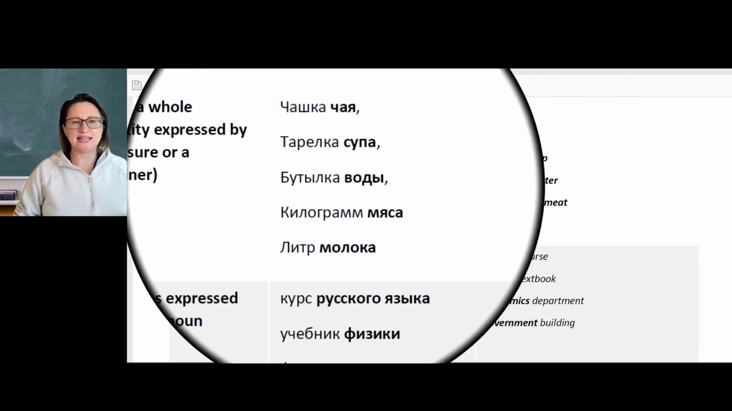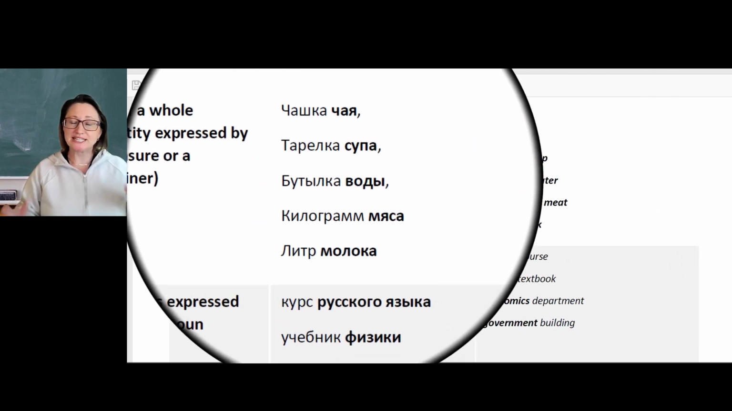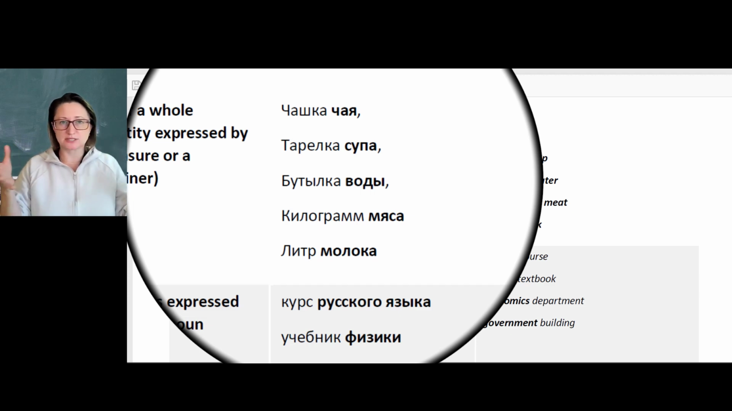Okay, so the words that are not in bold here are in the nominative default case because it's kind of taken out of the context, but once you start saying sentences with it, the words чашка, тарелка, бутылка can be in other cases. For example, please give me that bottle of water. Whatever we give is accusative, so бутылка will change to бутылку. But of water, of soup, of tea will stay genitive.